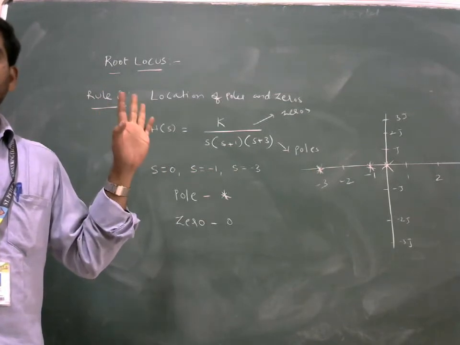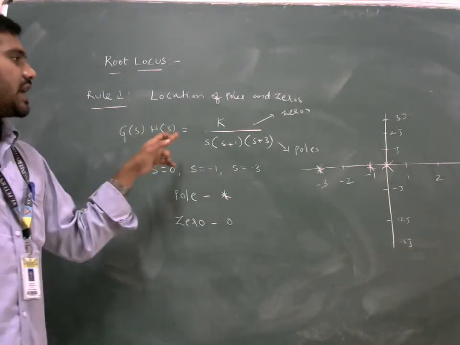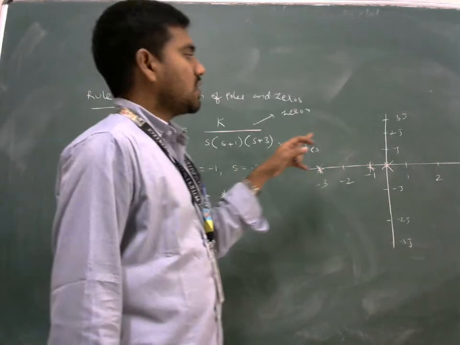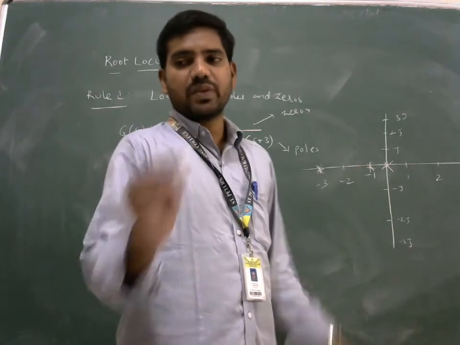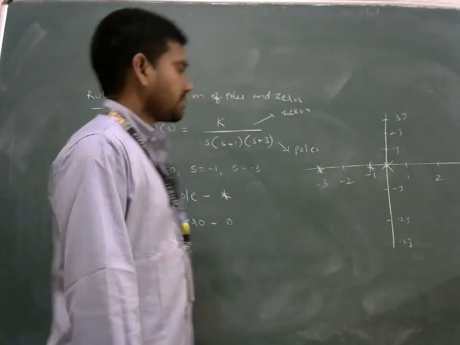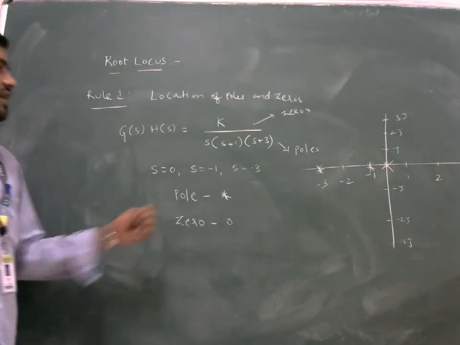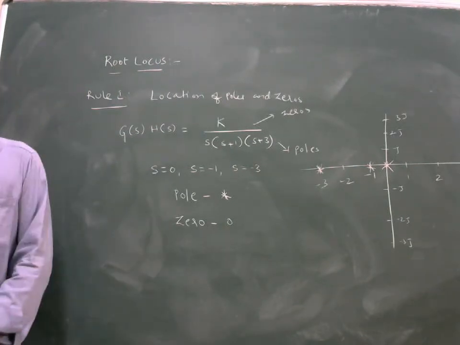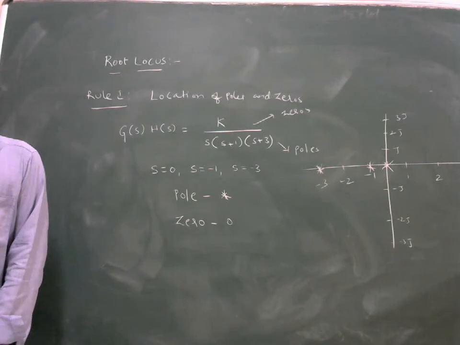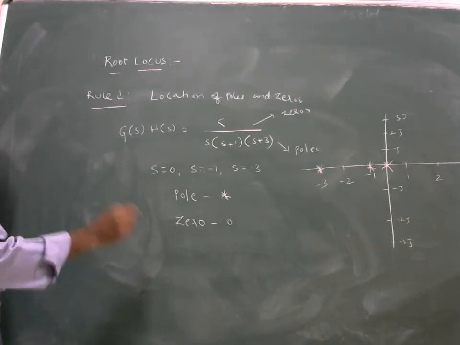If there is no zero, no problem. If there are zeros, then again you need to identify the zeros in that s plane and represent them with a 0. We are going to get it like this. Next, what is the next thing we have? Step 2: determine the root locus on the real axis.